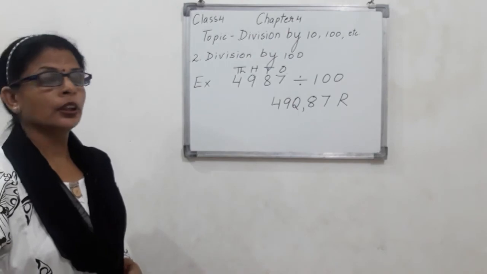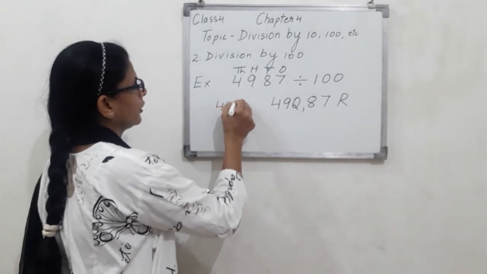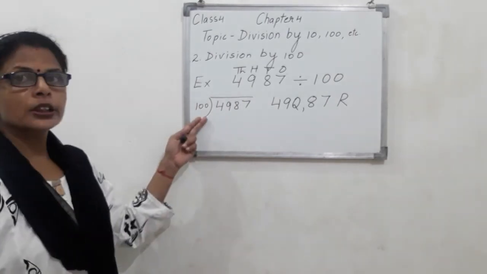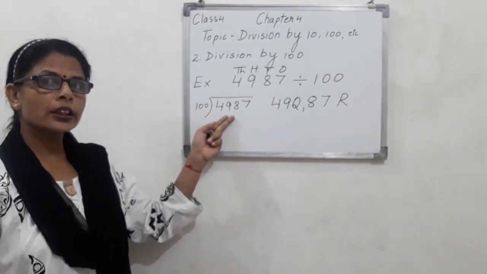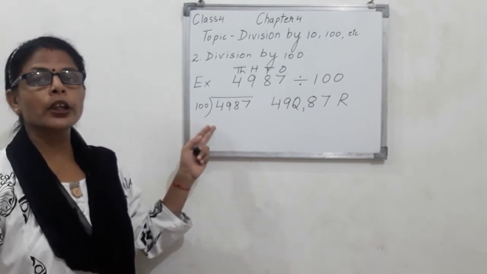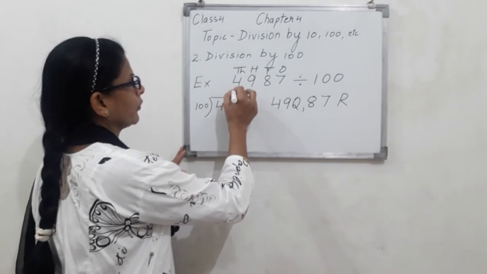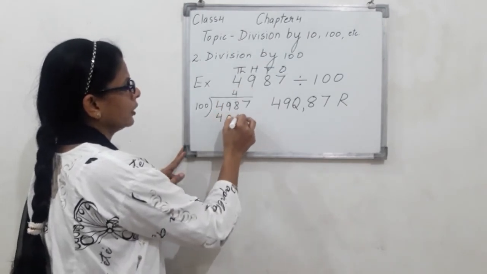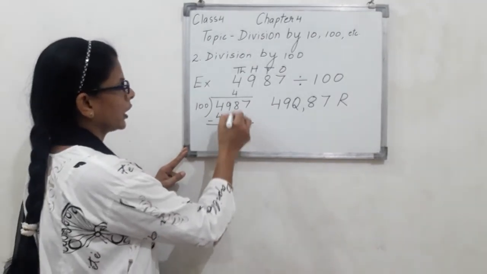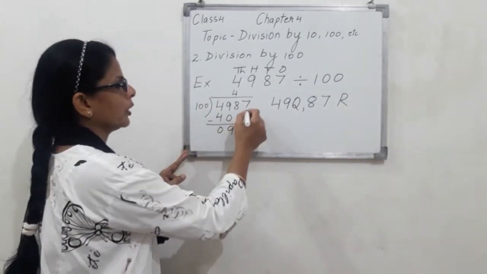Clear, students? We can check the answer by the long division method also. 4987 divided by 100. How many digits are outside? 3. So inside also we'll take 3 digits. Does 498 come in the 100 table? No. Less than 498, what comes in the 100 table? 400. How many times? 4 times. So write 4 up and 400 down. Now minus it. 8 minus 0, 8 only. 9 minus 0, 9 only. 4 minus 4, 0. Copy down 7.